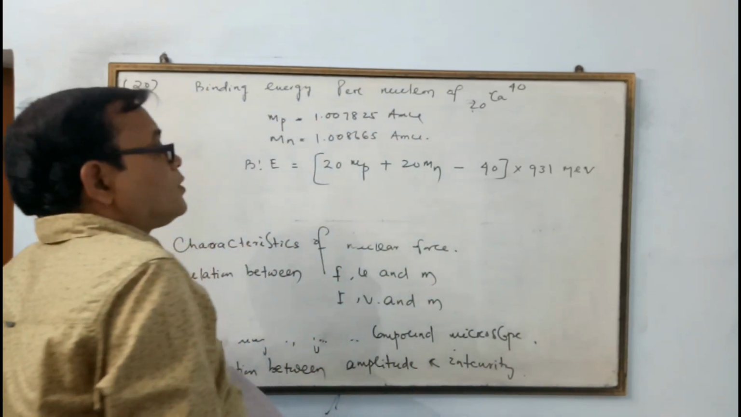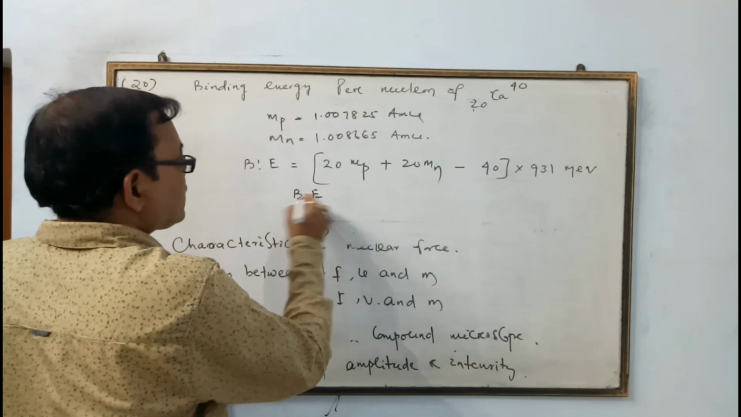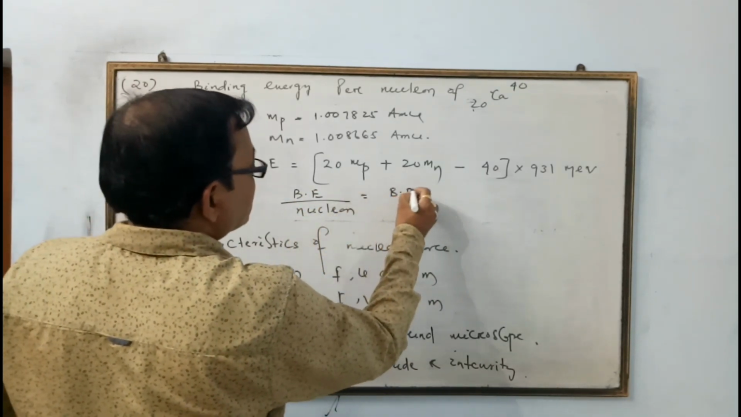And the binding energy per nucleon is BE divided by 40.